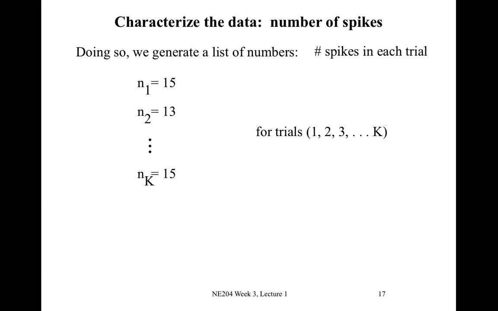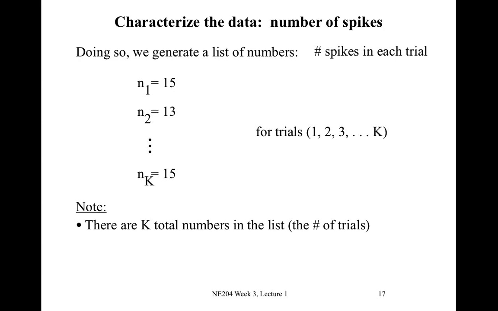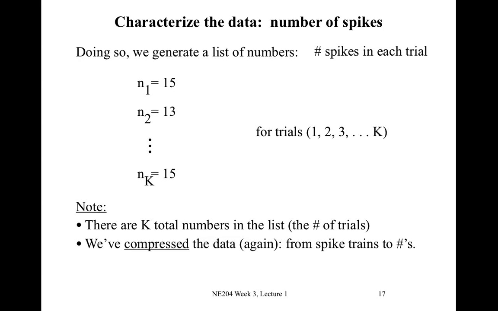So we repeat this procedure for all trials, trials 1, 2, 3, all the way up to trial k. So one thing to note, there are k total numbers in this list. We're generating this list of numbers, the number of spikes in each trial. There are k total numbers in this list. That's the number of trials that we observe. Each trial has a certain number of spikes, which we're recording here. Another thing to notice is that we've compressed the data again. We've gone from our spike trains, which tell us when in time the spikes occur, to this list of numbers, the number of spikes in each trial. So we've compressed the data.